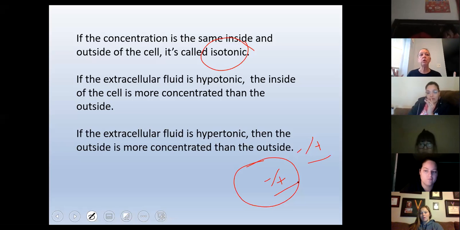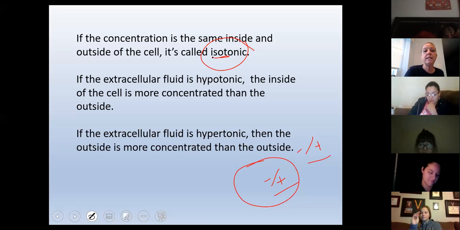All right, so if the pressure is the same on the inside as the outside, do I have promotion of movement anywhere? No. I don't need to move anything anywhere. That's ISO. ISO means the same.